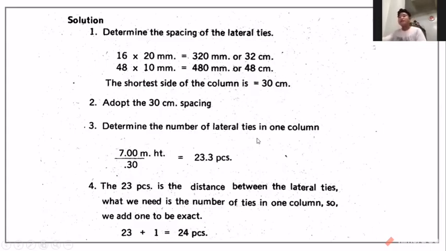Now, determine the number of lateral ties in one column. The height of our column is 7 meter, and it is divided by 0.30. So 7 divided by 0.30 is equal to 23.3 pieces. The 23 pieces is the number of spaces between the lateral ties. What we need is the number of ties in one column, so we add one to be exact. So 23 plus 1 is equal to 24 pieces.